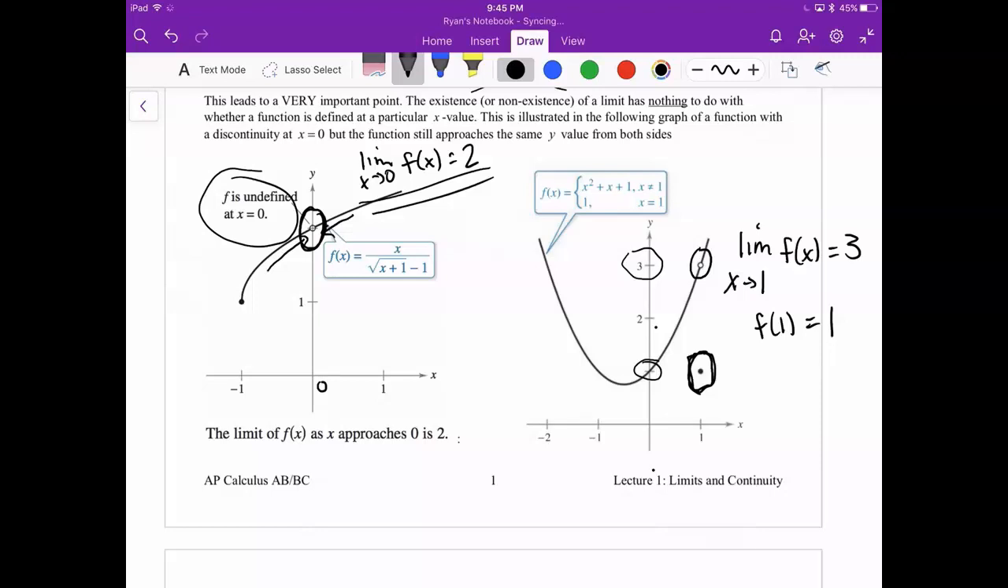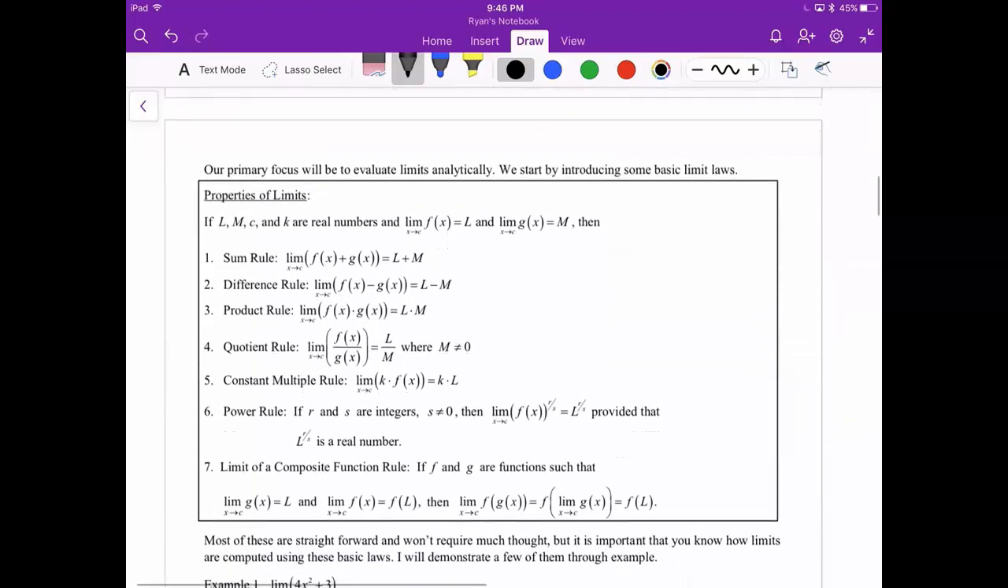Okay, so hopefully that makes sense to you. You're going to have a couple of multiple choice questions to practice this concept, and if you need help on those, then please feel free to contact me, and I'll be more than happy to explain it to you.